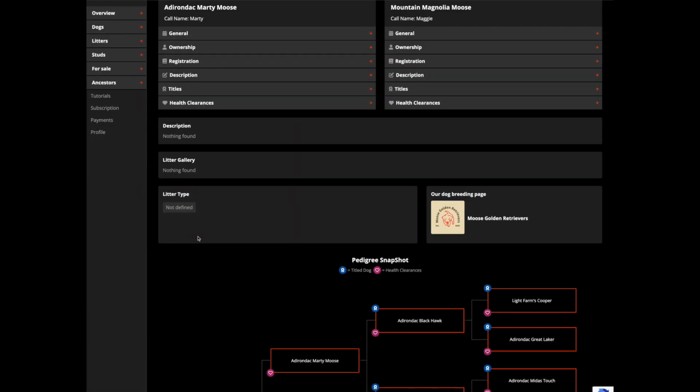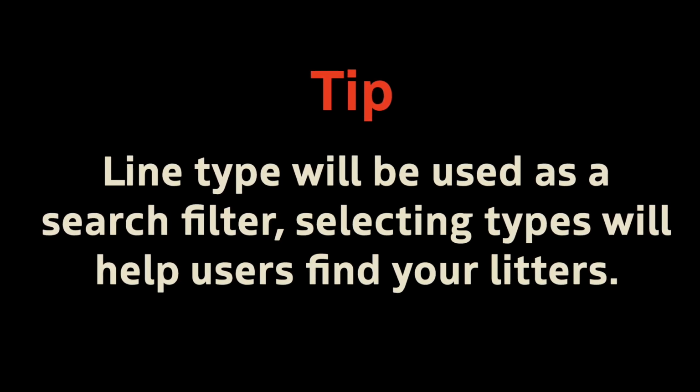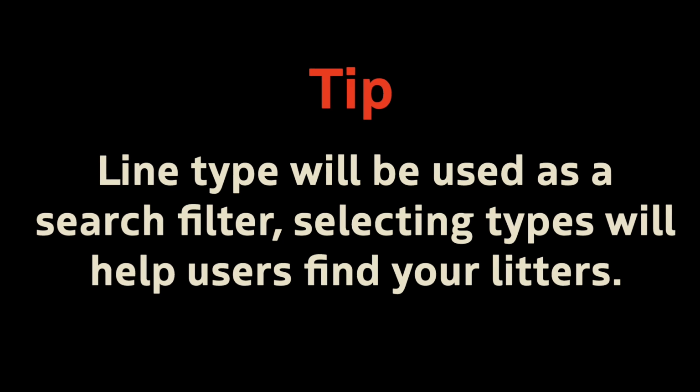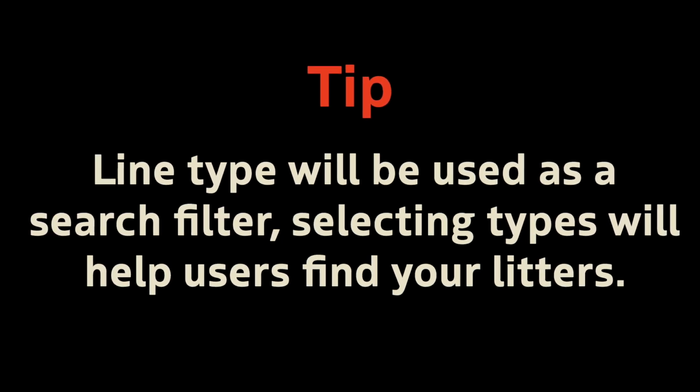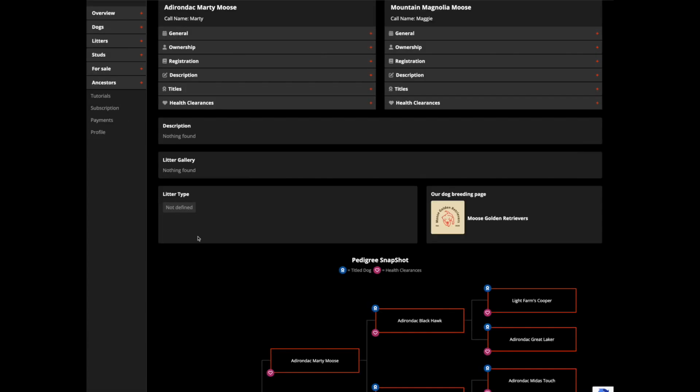Further on here, we have what's called the litter type. So litter type is important when it comes to search. You'll be able to select 4 different types, which include hunting, agility, obedience, pet. There are various types of things that you can select as being the litter type.